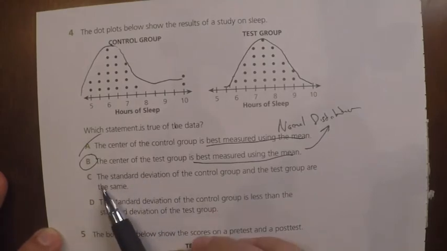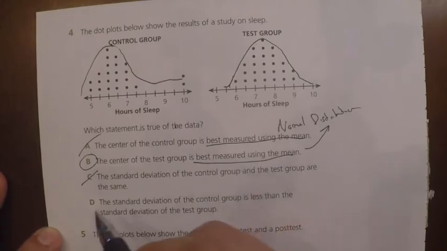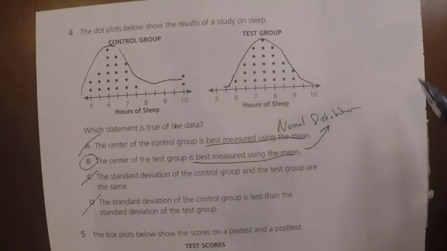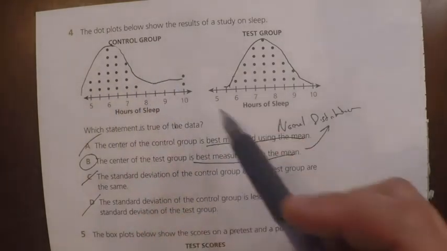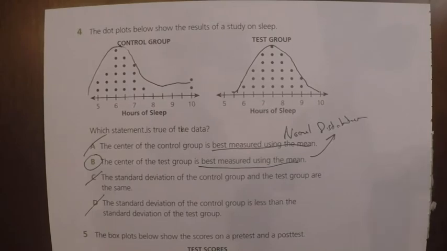Let's keep looking here. The standard deviation of the control group and the test group are the same. So is the spread the same? That's not going to be true, because the control group has a tail to the right, so its standard deviation is going to be greater there. Or the standard deviation of the control group is less than the standard deviation of the test group. Again, not going to be correct, because the test group has more points that are closer together, while the control group has a larger spread on them. So again, it's choice B there.